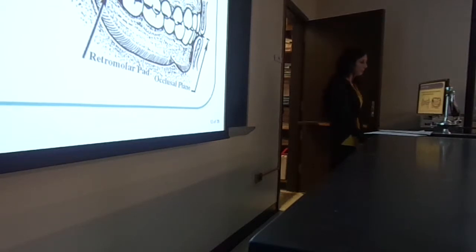Occlusal plane. Occlusal plane is an imaginary plane placed on the masticatory surfaces of each dental arch. Does anyone know what the word masticatory means? Chewing. Good. So it's an imaginary plane placed on the chewing surfaces of each dental arch.